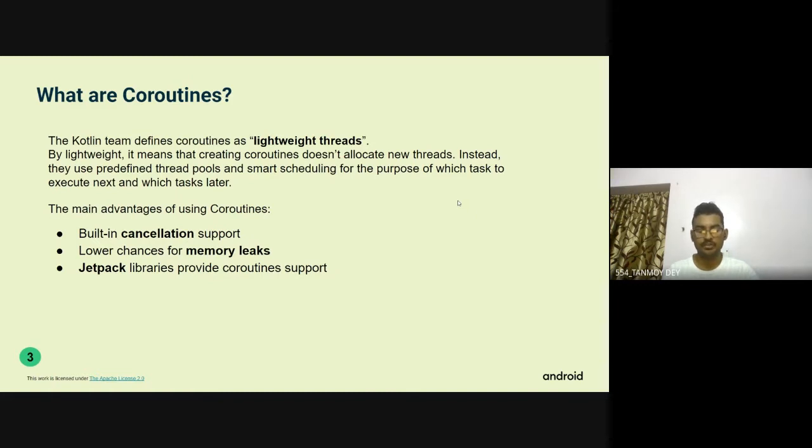The main advantages of coroutines are built-in cancellation support, so you don't need to worry about race conditions and memory leaks. There are actually low chances for memory leaks, and there are Jetpack libraries which provide us with coroutine support. In the later part of today's session, where you'll be learning how to connect to the internet, you'll see that we are using some third-party, open source libraries, like Retrofit. These libraries provide coroutine support, and hence it's easier to use coroutines.